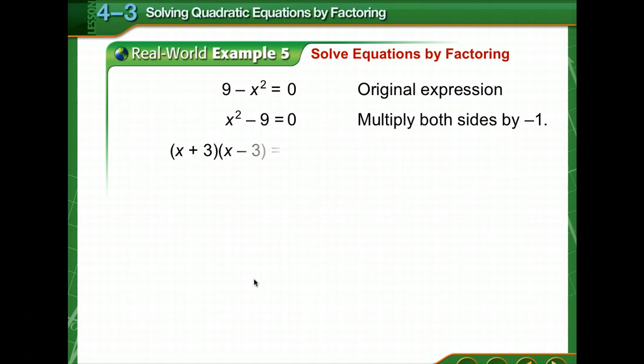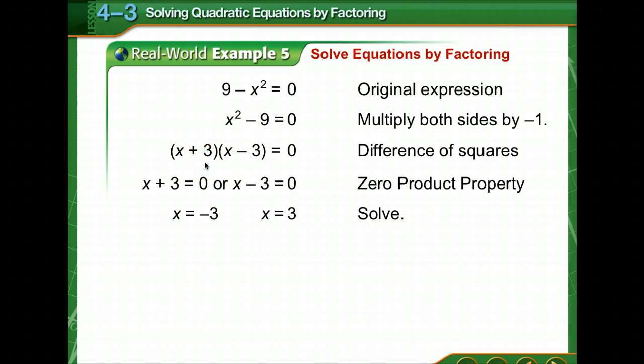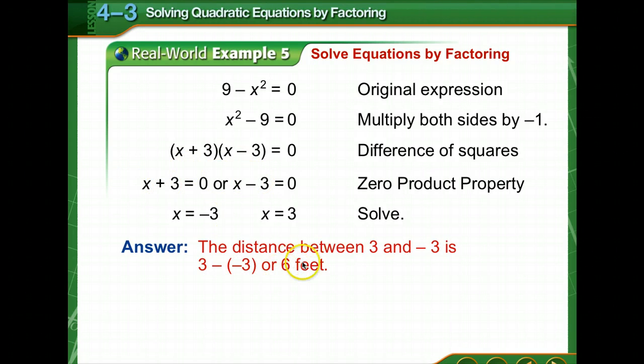Well, we're given 9 minus x squared. Let's multiply both sides by -1. Notice it will not affect the 0. But now it's in a format where we can factor x squared minus 9. It's a difference of squares, so we know that it's x plus 3, x minus 3. So how far is it from 3 to -3? Well, simply 3 minus -3 is 6 feet. Or if you think of the number line, -3 is 3 to the left of the 0, positive 3 is 3 right of the 0, so that's a difference of 6 units. Since these units are in feet, 6 feet.